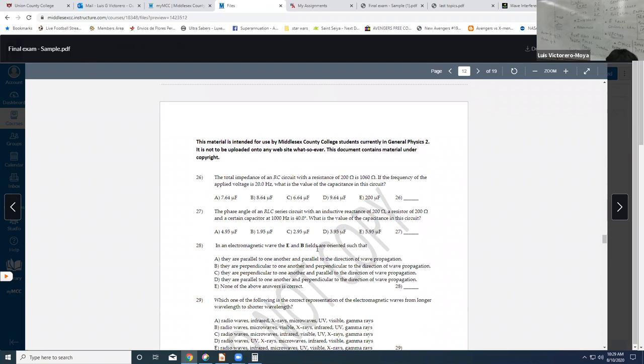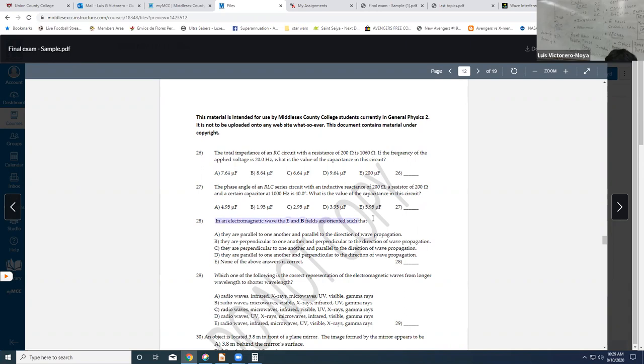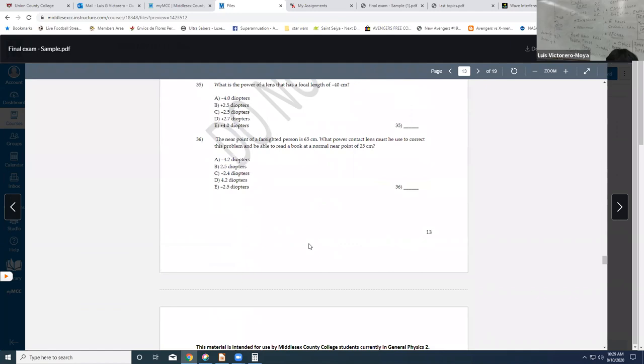An electromagnetic wave question can be like this, theoretical questions, guys. There it is, like 28 and 29. All right. The phase angle of RLC circuits, the impedance, there it is. And then questions of mirrors and lenses, which are very easy, right?